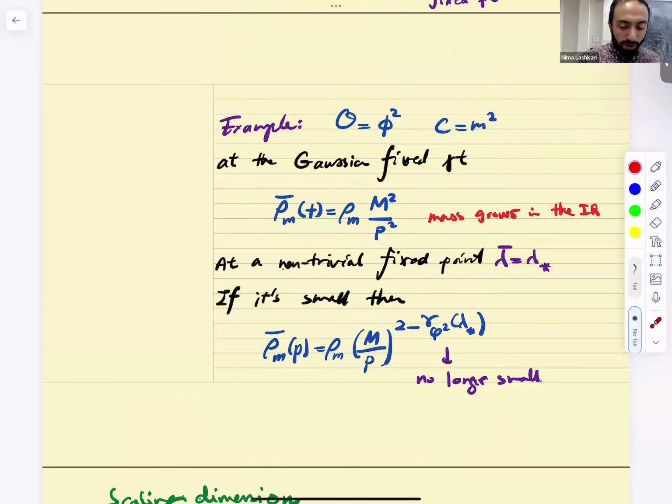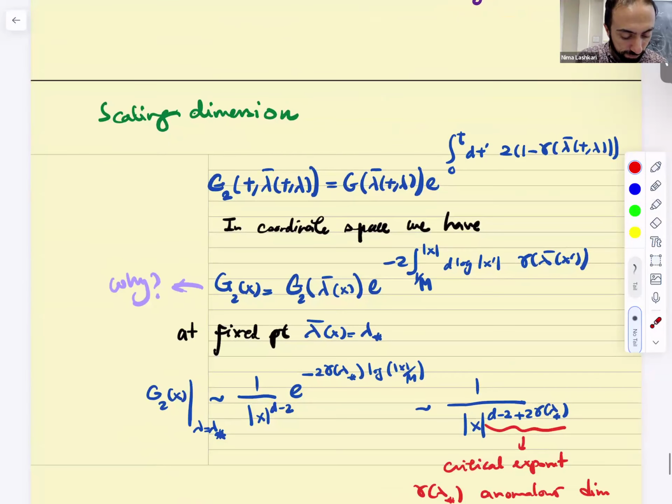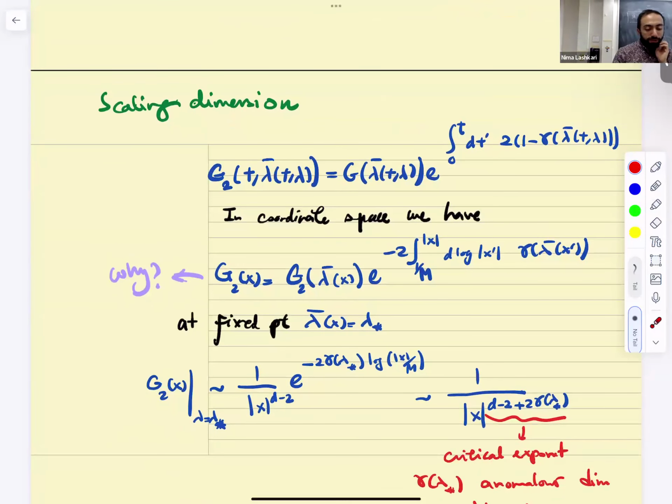Is this clear? In the remaining couple of minutes, I'm just going to interpret this term and this new fixed point. Remember the solution to the 2-point function Callan-Symanzik equation. The formula looked like this. This was the part that was the running of the coupling, G2 at the new value of the coupling, and this had to do with the renormalization of the wave function.